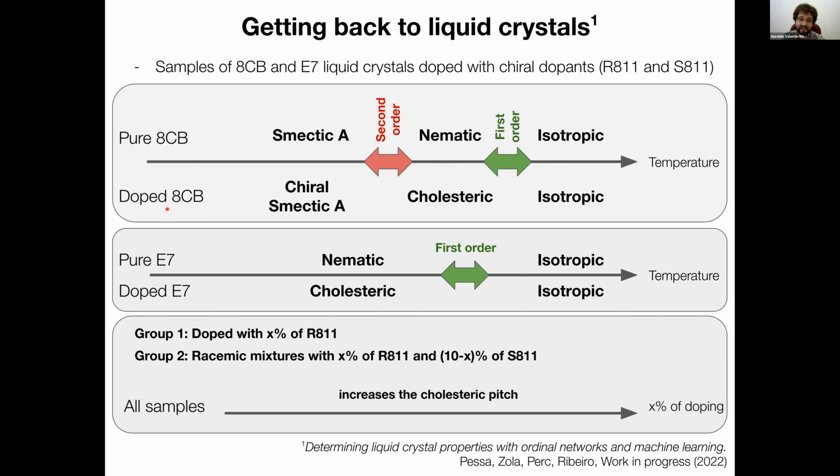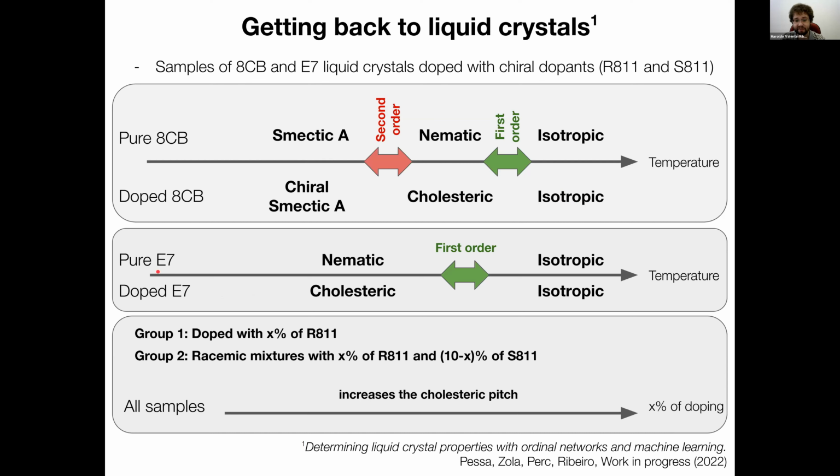And if we dope these 8CB samples with the R811 or the S811, we modify the phase in the sense that for low temperatures, we now have the chiral smectic A phase. As we increase the temperature, we again see a second order transition, now to the cholesteric phase. And if we keep increasing, we find a first order transition to the isotropic phase.